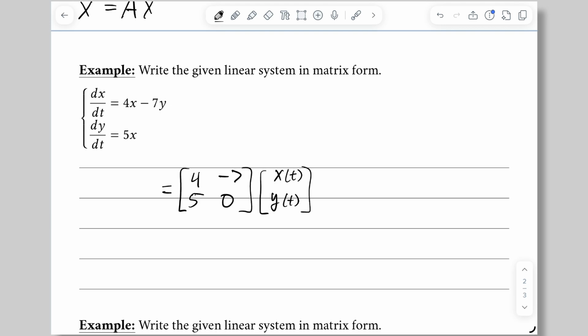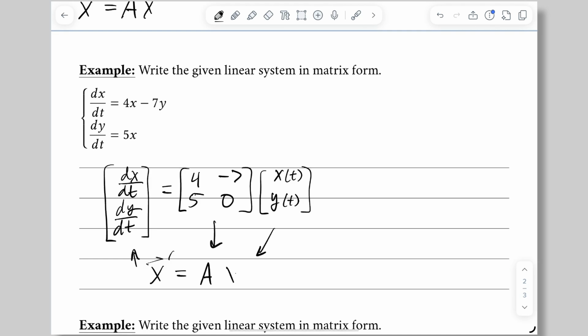On the left-hand side, where we have dx/dt and dy/dt, we can write that simply as dx/dt and dy/dt, and in fact Leibniz notation is good here because it reminds us what the independent variable is. But this is the thing that we would represent as x prime, the column matrix or column vector of derivatives. The coefficient matrix is the one that we call A, and then the column matrix of unknown functions is the one that we're calling X.